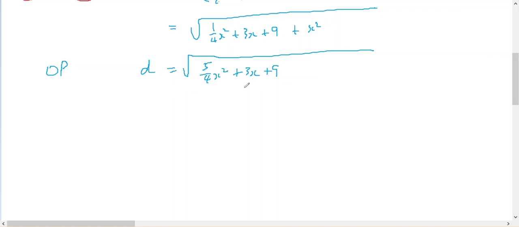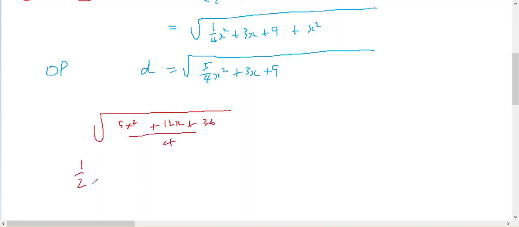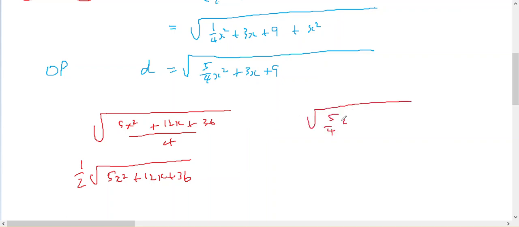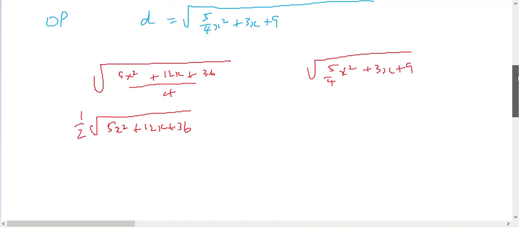So I need to take the derivative of this. I can make two choices. I can clean this up and turn it into the square root of 5x squared plus 4 3s are 12x plus 36 all over 4, which is the same as a half the square root of 5x squared plus 12x plus 36. Or I can leave it as this. And I'll show you get the same answer for both of them.